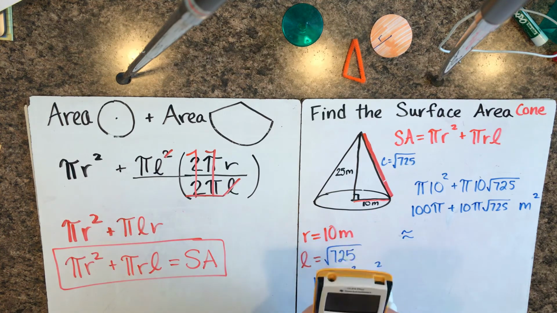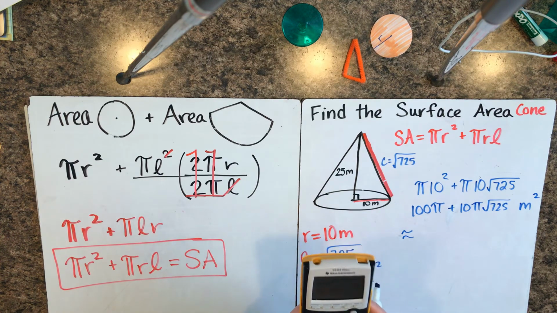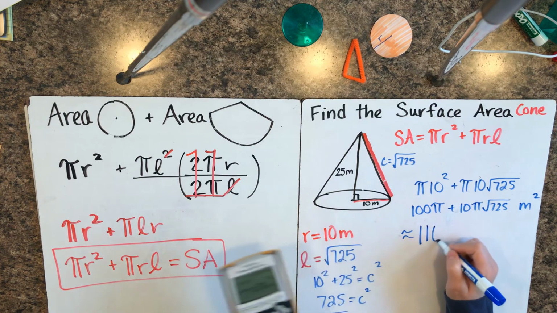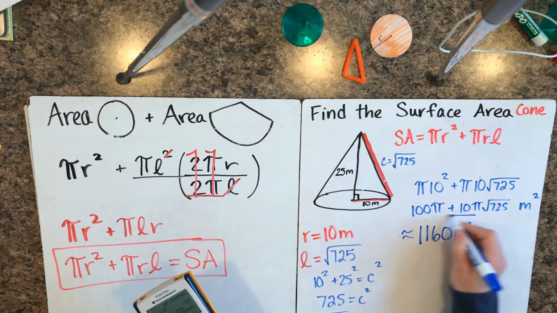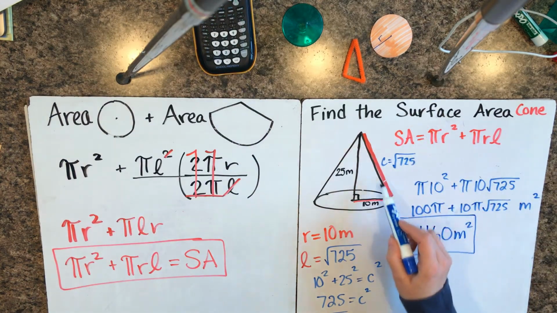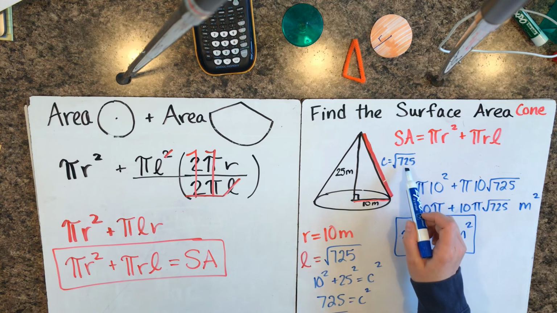So 100 pi plus 10 pi square root 725 is approximately 1,160 meters squared. Okay? So you just have to pay attention. Surface area, slant height. If they don't give you the slant height, you have to find it. Okay?